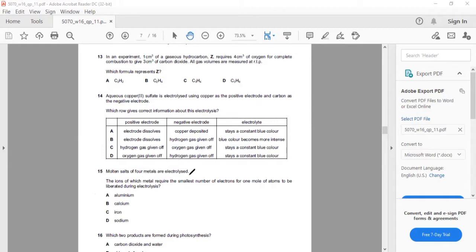Molten salts of 4 metals are electrolyzed. The ions of which metal require the smallest number of electrons for 1 mole of atoms? It's very easy. Sodium has plus 1, it requires 1 mole of electron. Iron may be plus 2 or plus 3. Plus 3 means 3 mole of electron. Calcium needs 2 mole of electron. Aluminum plus 3 will need 3 mole of electron. So sodium is the answer.